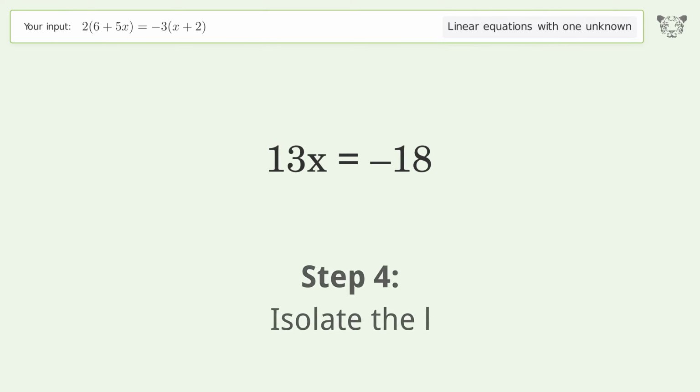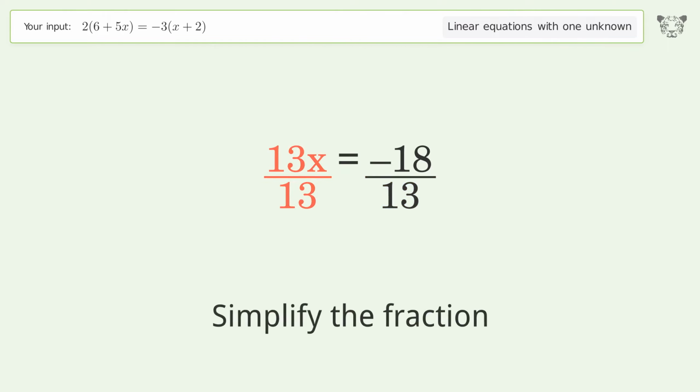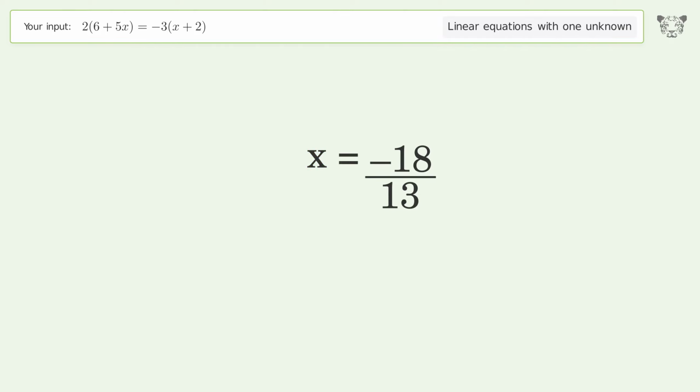Isolate the x. Divide both sides by 13. Simplify the fraction. And so the final result is x equals -18/13.